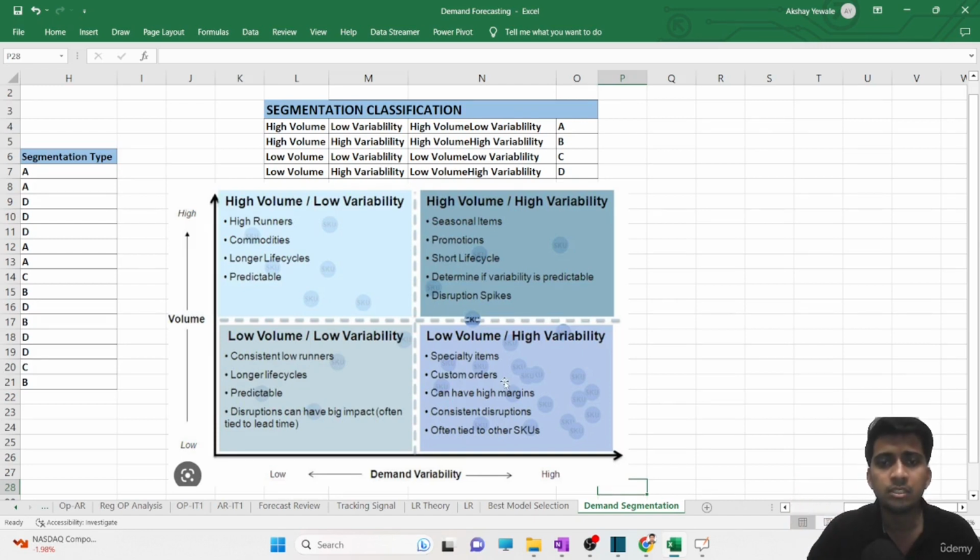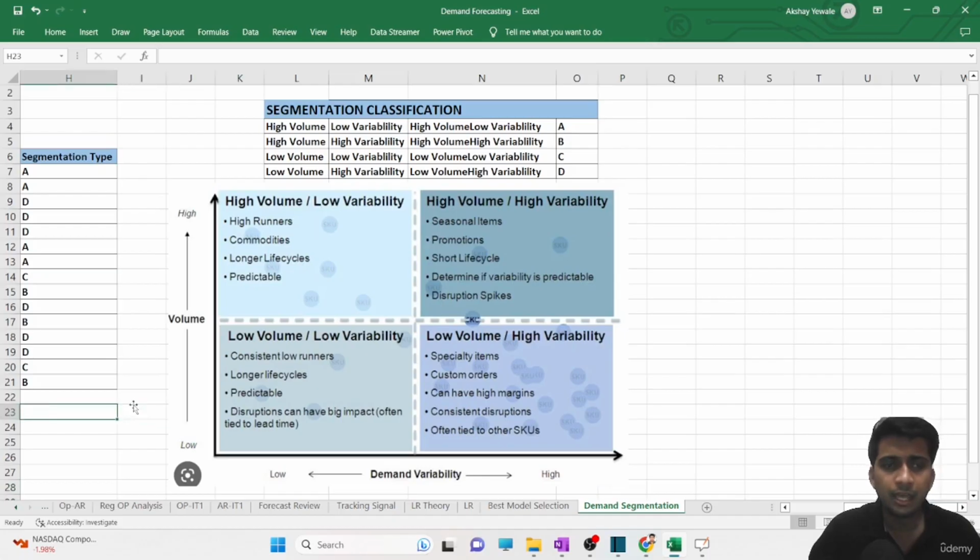Then coming to the third category, which is low volume low variability. These are the consistent low runners. These also have longer life cycles, and they are also predictable. Then at the end there is the low volume and highly variable product. These are special products, customized, and sometimes they may have high margins.